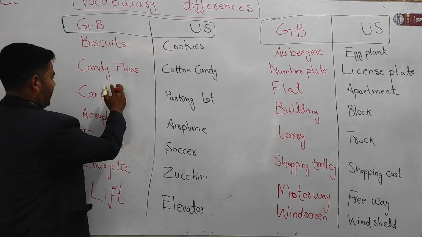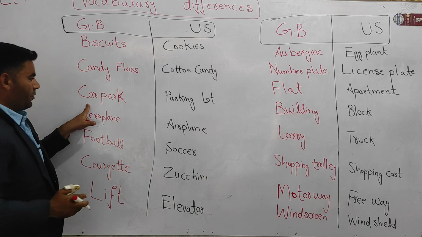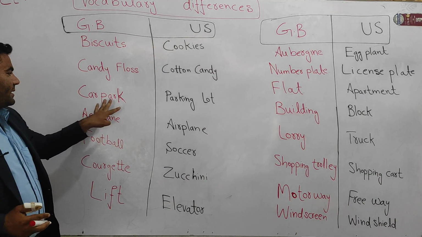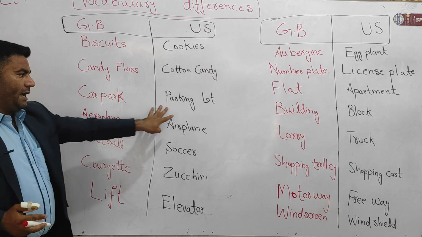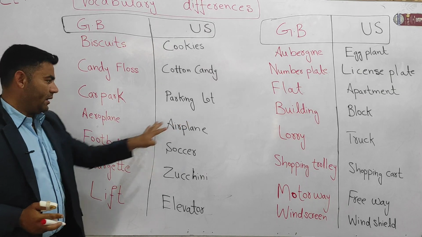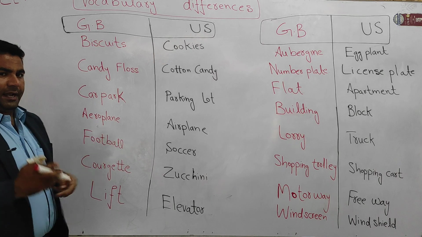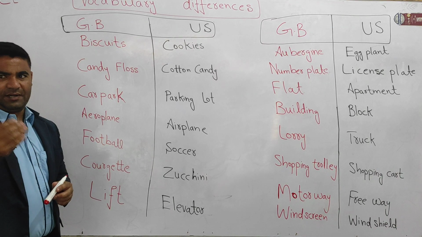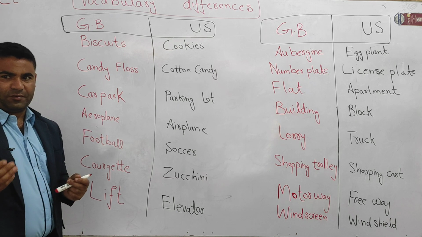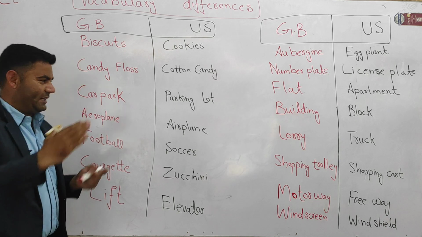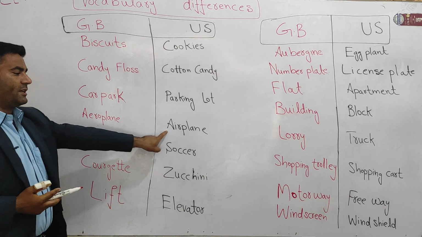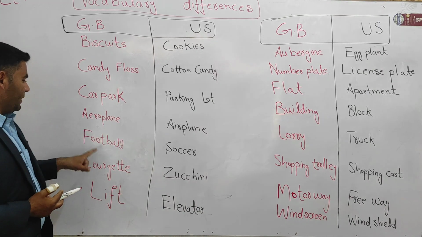Car park, where we park our cars or vehicles. British call it car park, and Americans call it parking lot. Aeroplane, you know, I wish I had one, Imad. How good would it be if I had an airplane? But anyhow, we don't have one. So the British say aeroplane, and Americans call it airplane, right?